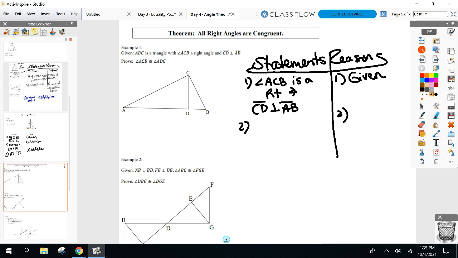Good. I see some right angles on some diagrams. Yeah, good. We should have that. Perfect. Good job, everyone. So right off the bat, I tell you, hey, everybody, find angle ACB because it's a right angle. That is a right angle.